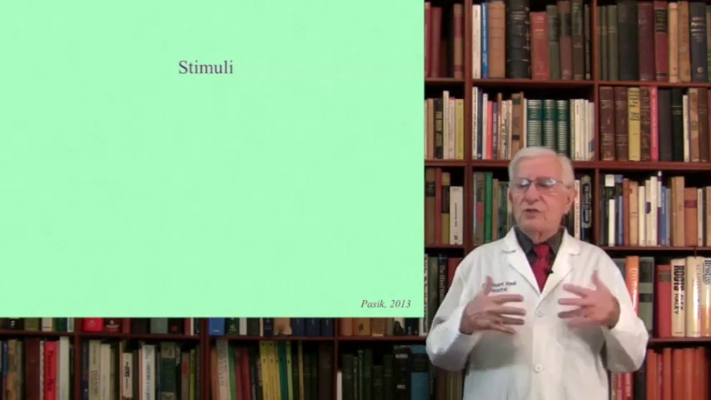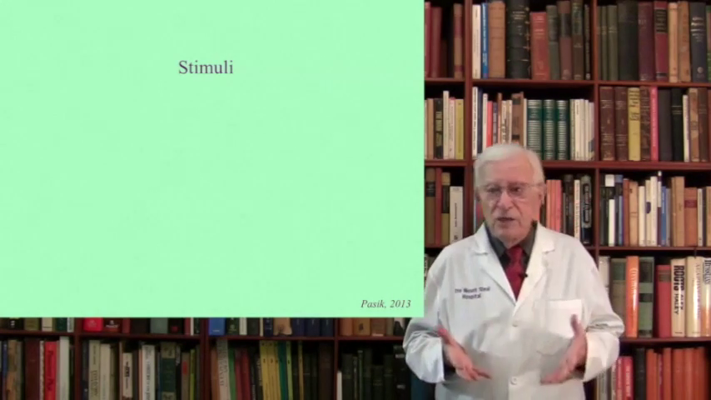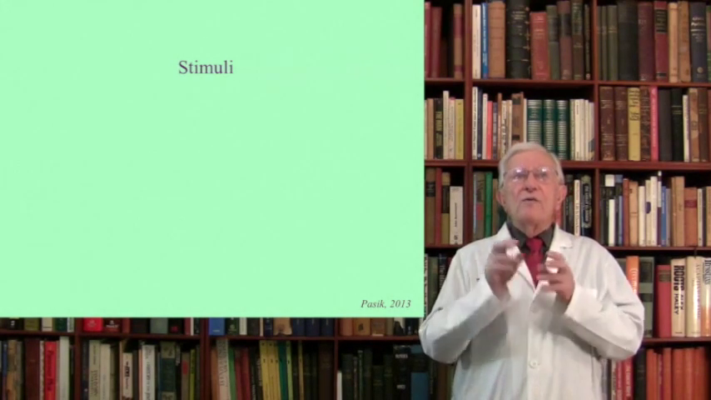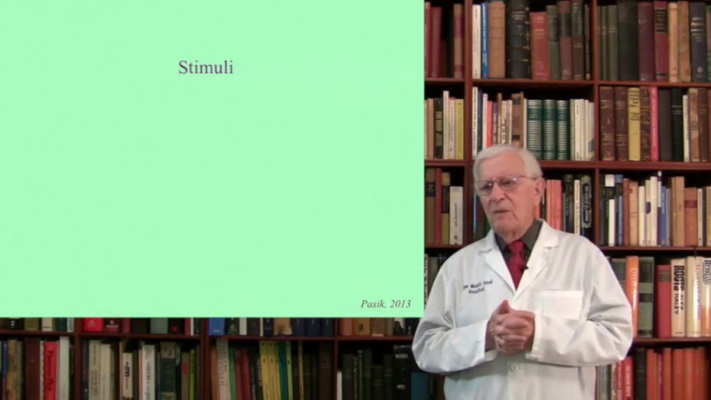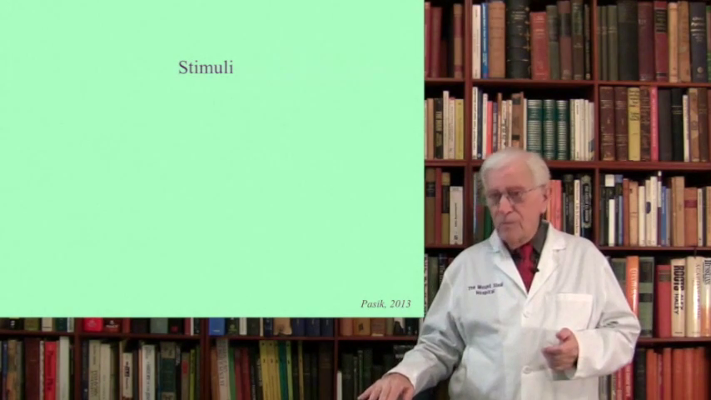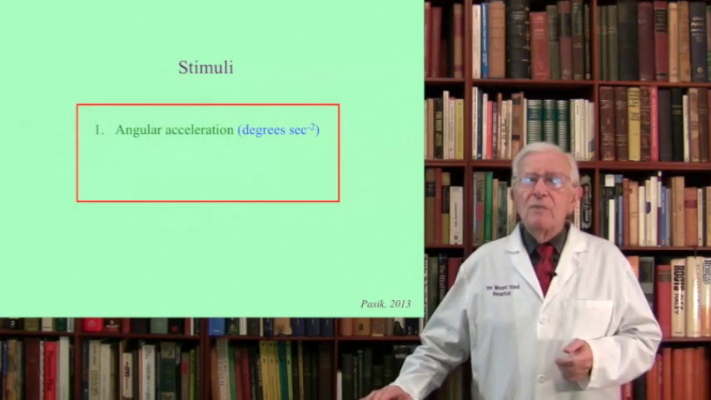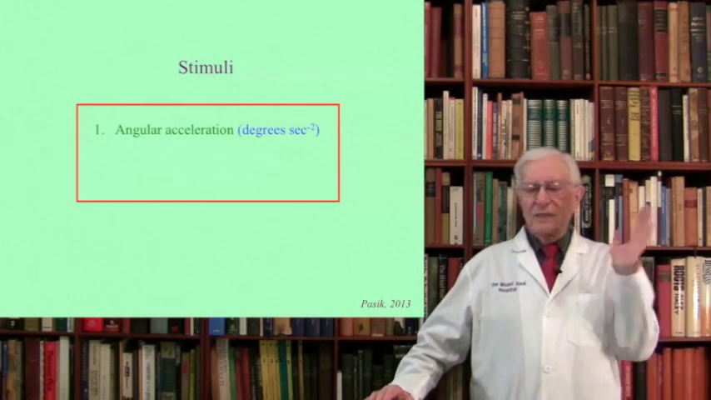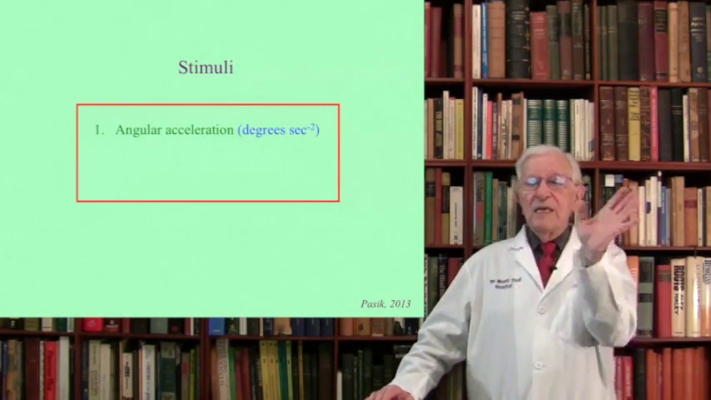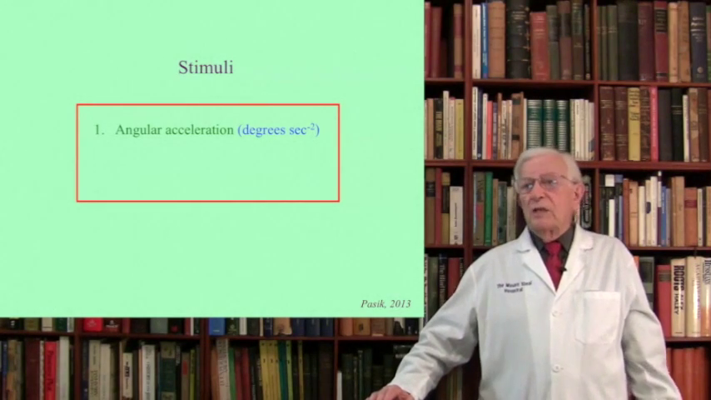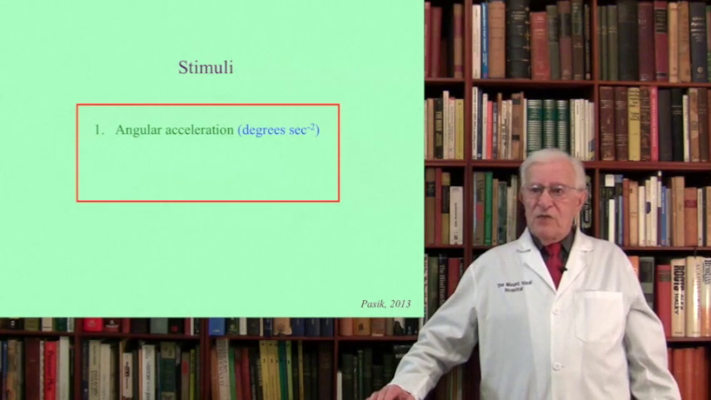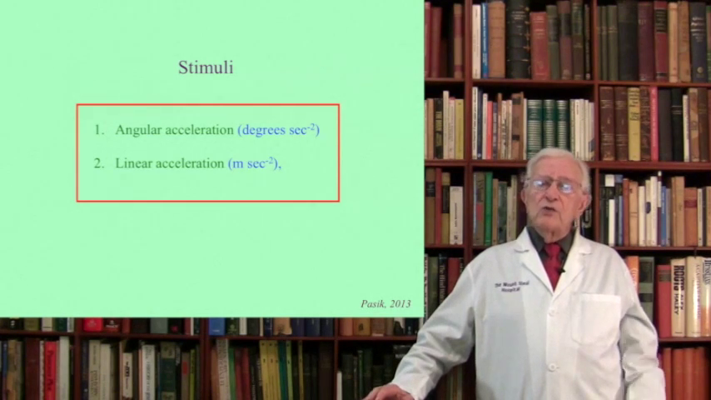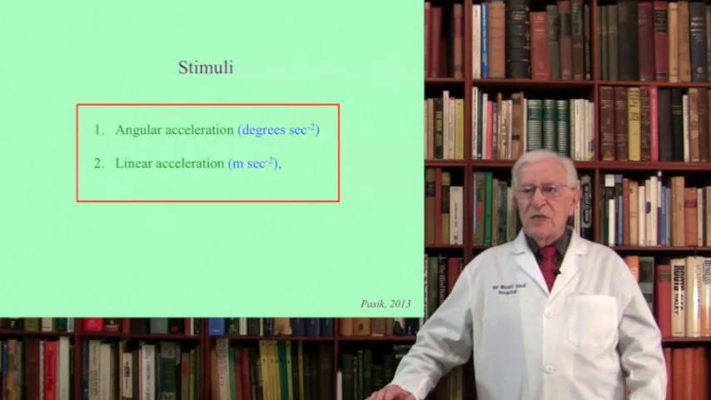The stimuli in a sensory system is always a form of energy. In this case, it is kinetic energy, and within kinetic energy, the precise stimulus for this system is acceleration. So the acceleration can be angular acceleration, like when you move your head side to side, you start the movement and you accelerate the movement in an angular fashion, and so it can be measured as degrees per second in every second, or degrees per second to the minus 2. Then there is also linear acceleration in meters per second to the minus 2.